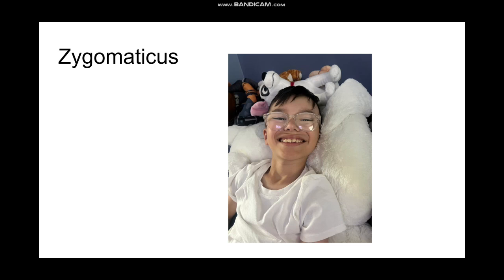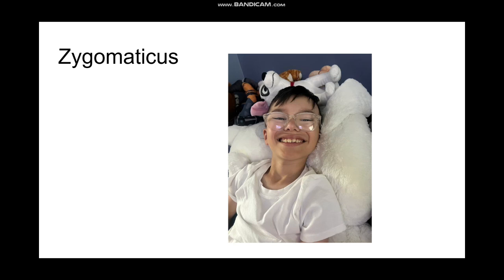His cute little smile. This is the best picture I could get of him. He was tired. Anyways, he is moving the corners of his mouth upward, which the scientific term is literally elevating the corners of the mouth to create that appearance of a smile. The insertion is also obviously the corners of the mouth, but this one is going to originate on, you could probably guess, the zygomatic bone because it starts with zygomatic in the word.